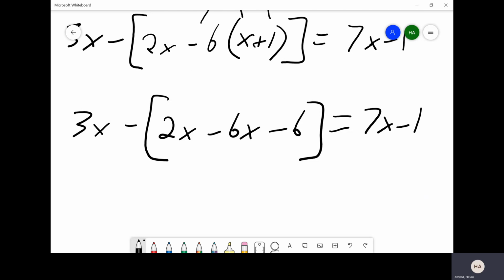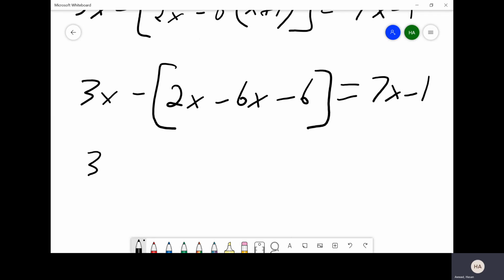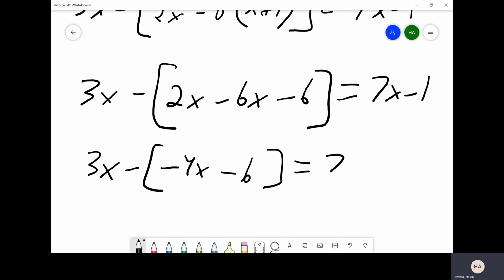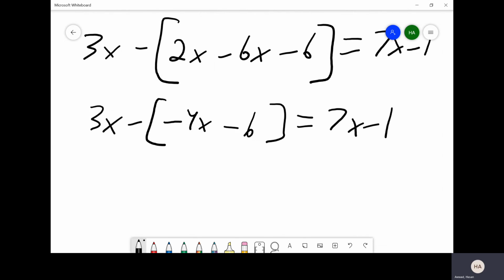I just see that I have a 2x minus a 6x, so I want to simplify that down first. So we have 3x minus 2x minus 6x gives us minus 4x minus 6 is equal to 7x minus 1. Okay, we're going to apply that negative sign to every piece throughout. So we have 3x, and now it flips the sign of the -4x, so we get a +4x, and it flips the sign of the -6, so we get a +6, right?